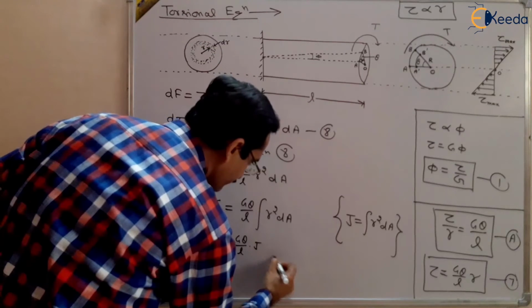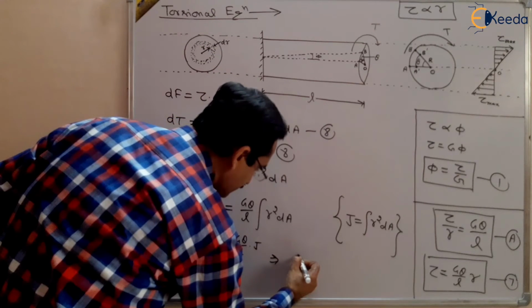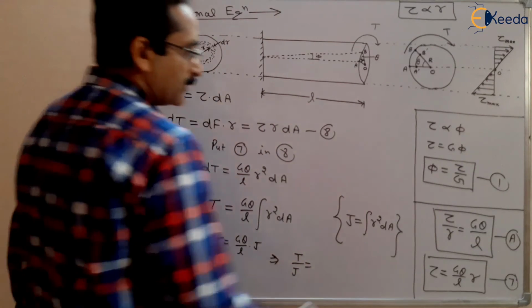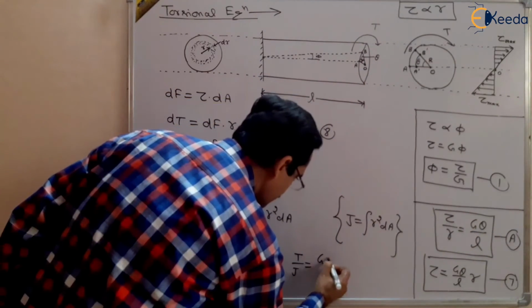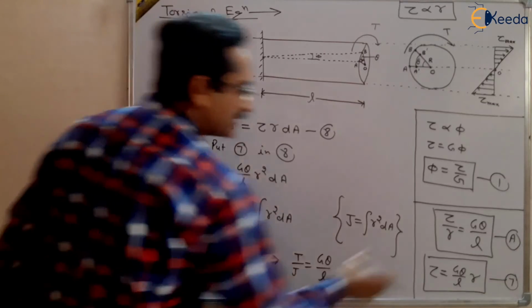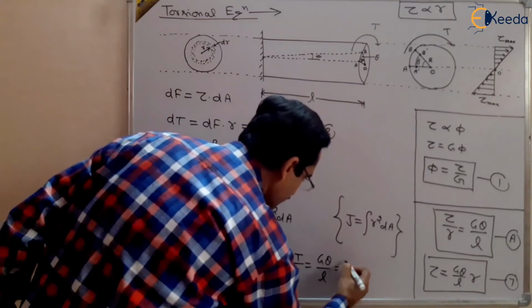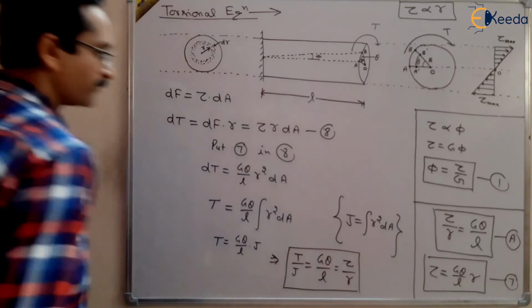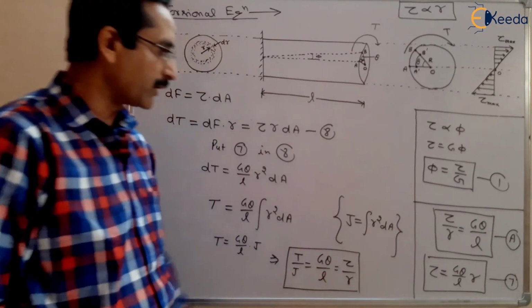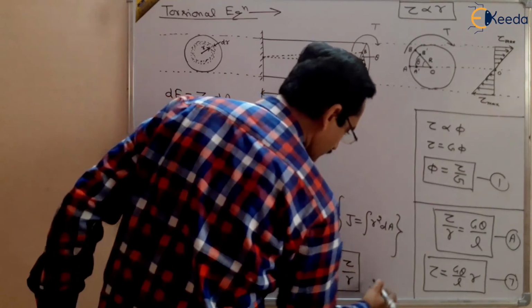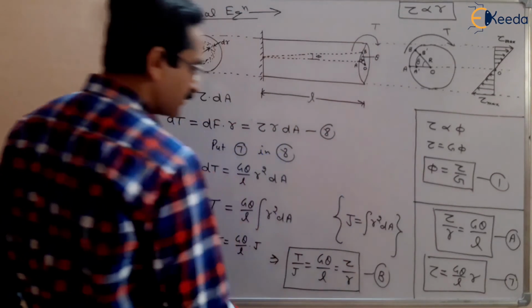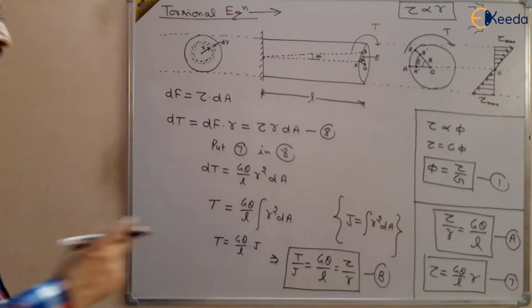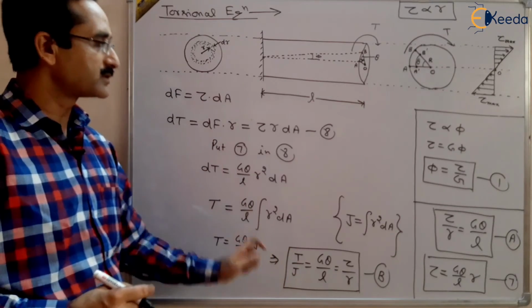Or you can write T by J equal to G theta upon L, and G theta by L is equal to tau by r. So this is tau by r. So this is the torsional equation. T by J, tau by r, G theta upon L. It contains two equations basically. That G theta by L is equal to tau by r and G theta by L is equal to T by J. Right? So this equation must be remembered. This is the torsional equation.